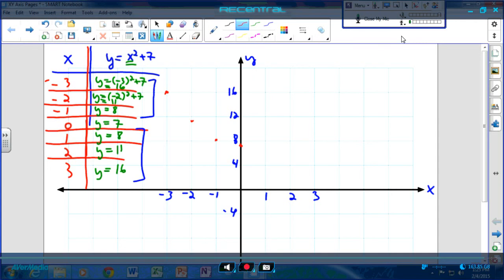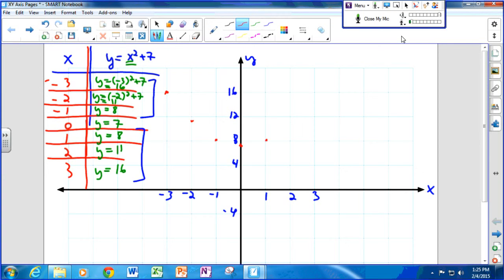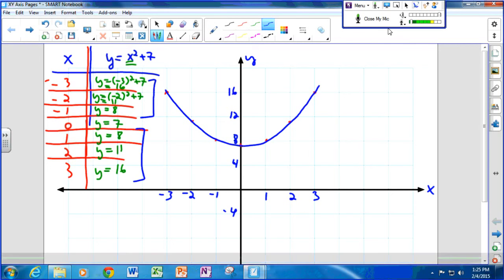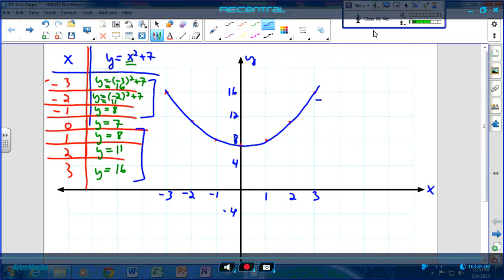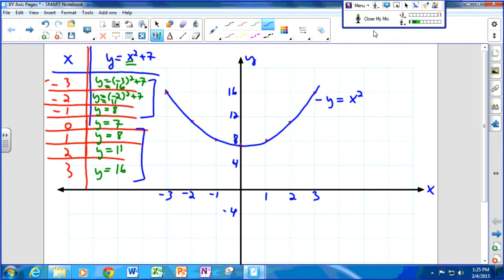And now again, you can double check, but notice that it's symmetrical. Okay, now you just join all the points together with a smooth curve, and there you go. That's your parabola, and that is y equals x squared plus 7. Okay. And you also want to put your regular y equals x squared on there.